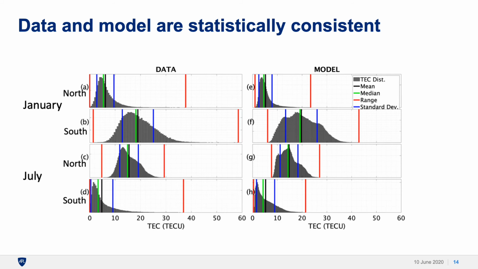If we do the same statistical analysis that we did on the data on the model, then we can see pretty much the same patterns are retrieved in both cases. The tails on the model are not quite as far out, but we still have the same pattern of larger ranges in January than in July.